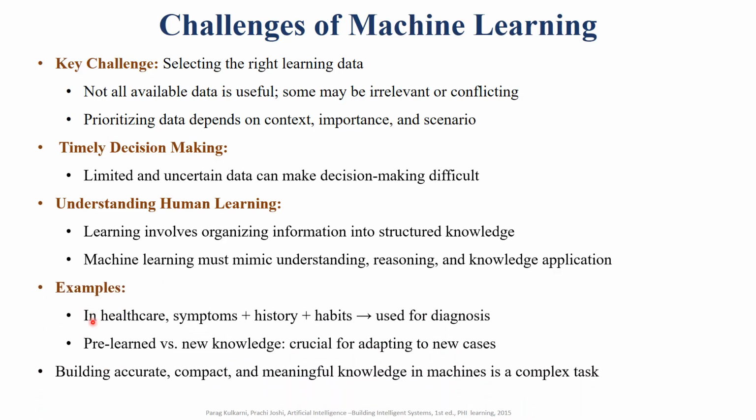Some of the examples are in healthcare. If we want to go for a diagnosis, we consider the symptoms, we look at the historical data, and also the habits, which collectively we use for the diagnosis. So, pre-learned versus new knowledge is crucial for adapting to new cases. So, there is a need to build accurate, compact, and meaningful knowledge in machines. So, that's a complex task.